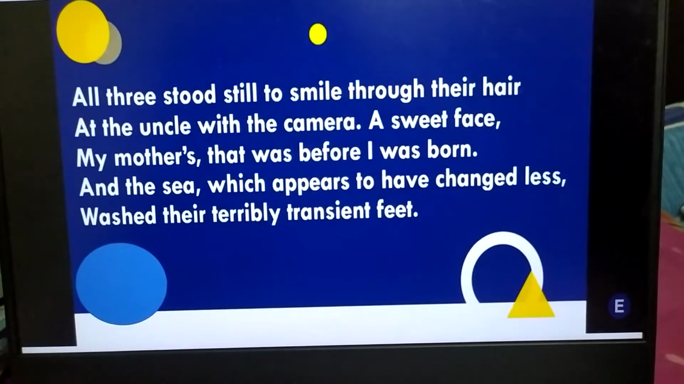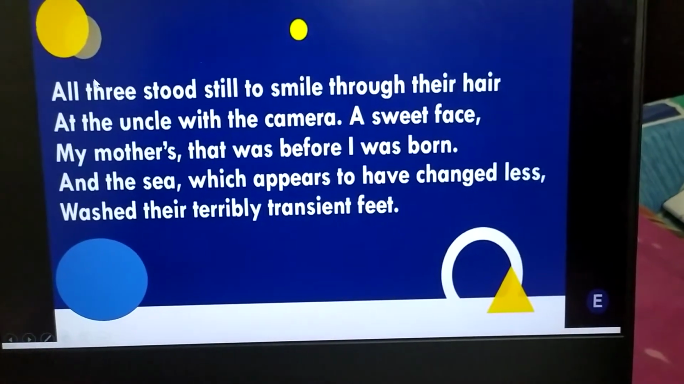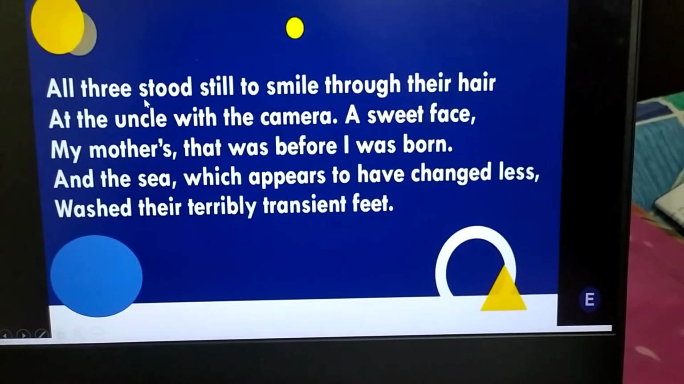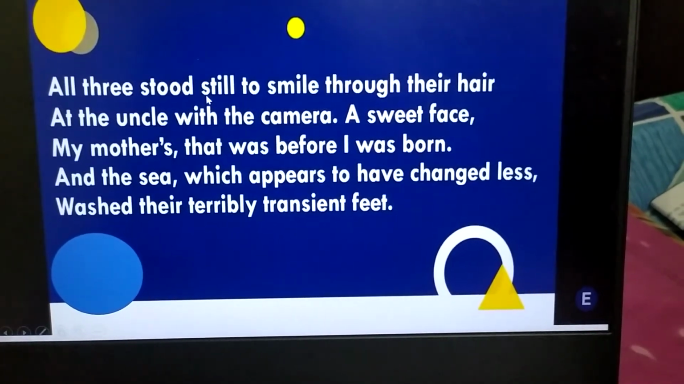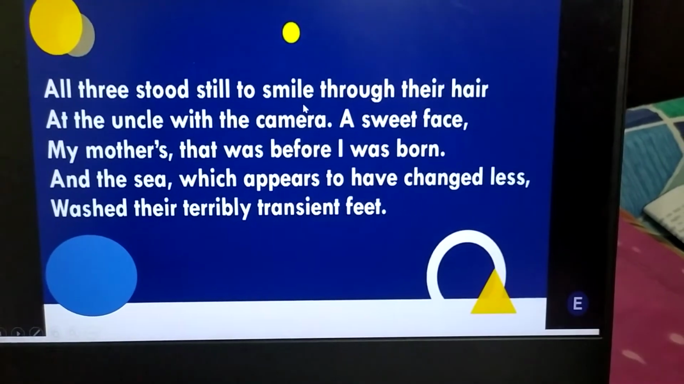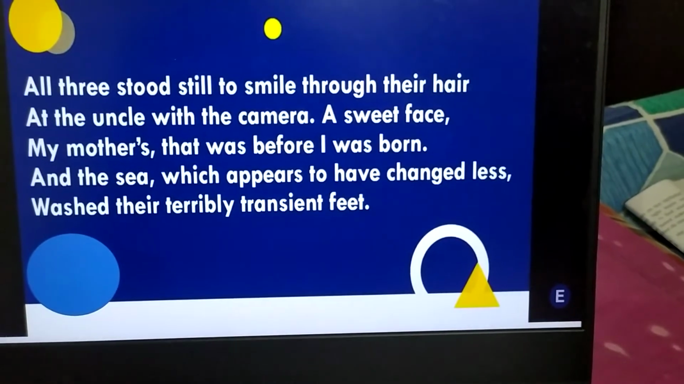Now we move on to the second stanza. Again, we have alliteration, that is the repetition of the same consonant sound. In the first line itself, stood still, sir, smile, and also on smile. So the S sound, the consonant sound, is repeated time and again.